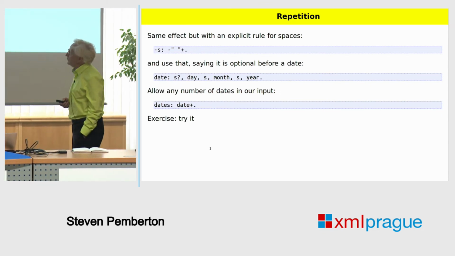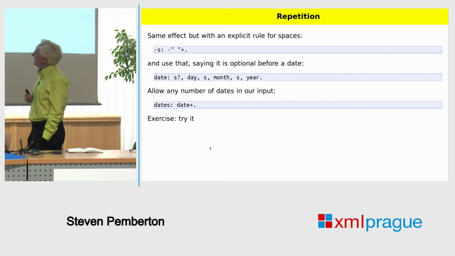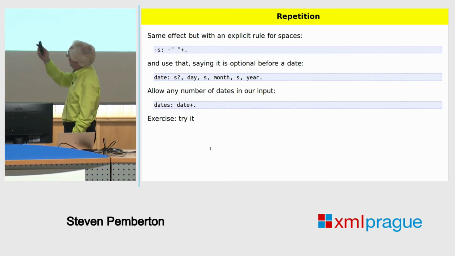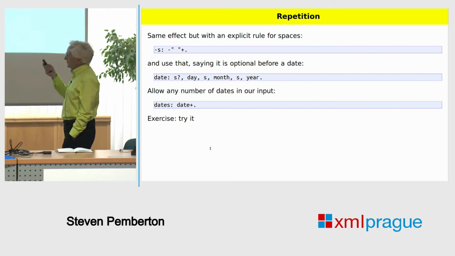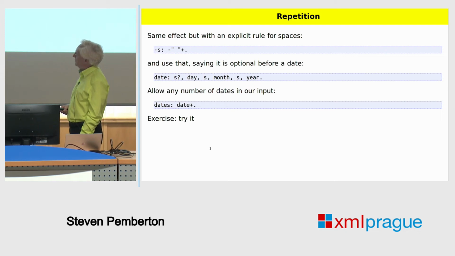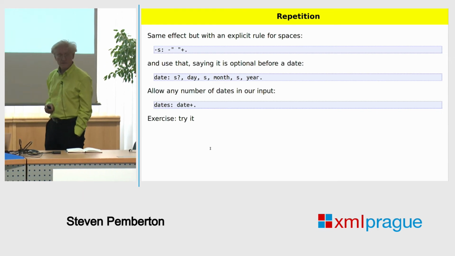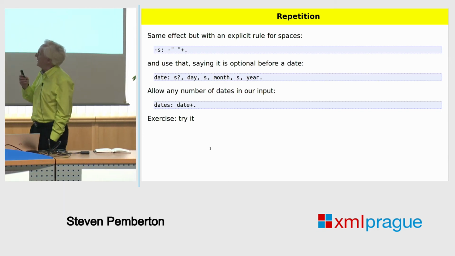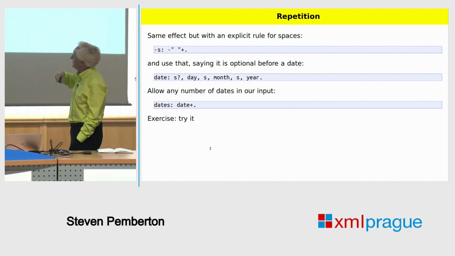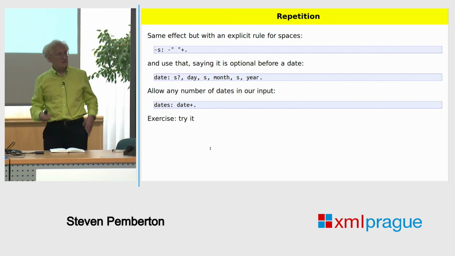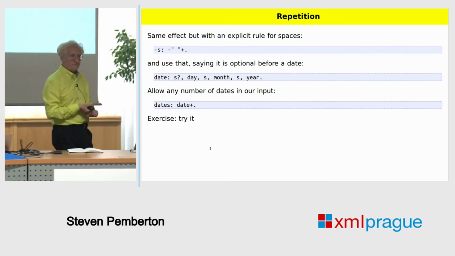Another way of doing the same thing would be to define a rule called S, which represents spacing, and then make it optional before the day and then required between the day and the month and the year. Anyway, you can also use plus so that you can then allow several dates on the input by putting a plus after date. So that's your next exercise: to make spaces optional before the date, more than one between date and month and year, and to allow several dates after one another on the input, on a single line.